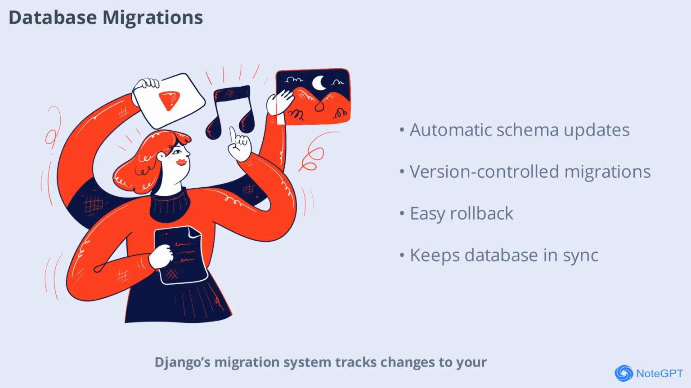Django's migration system tracks changes to your models and updates the database schema automatically. This makes it easy to evolve your data structures as your project grows. Migrations are version controlled so you can roll back changes if needed, ensuring your database stays in sync with your code.